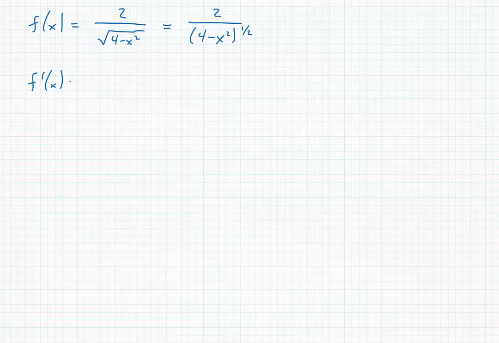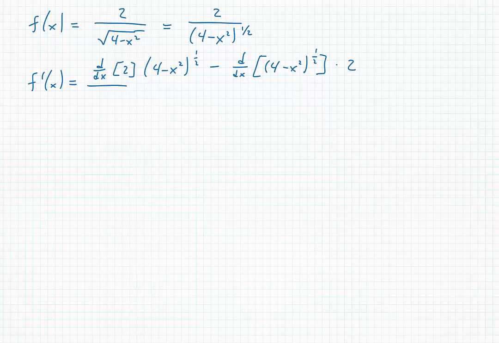Then if we write out what our quotient rule is, we're going to have the derivative with respect to x of the top, which is 2, times 4 minus x squared to the 1/2, minus the derivative with respect to x of 4 minus x squared to the 1/2. That's going to require a chain rule when we get there. We're going to multiply that by 2. And we're going to square everything that we have on the bottom here. So 4 minus x squared to the 1/2 times itself, if you will, or squared.